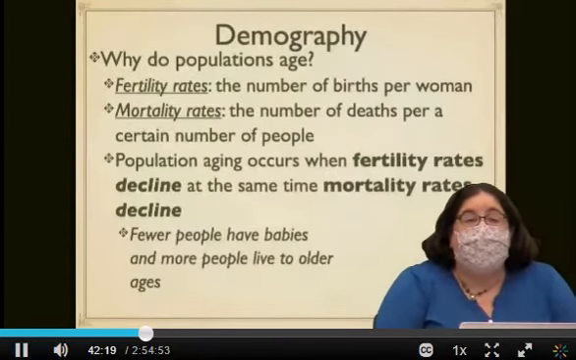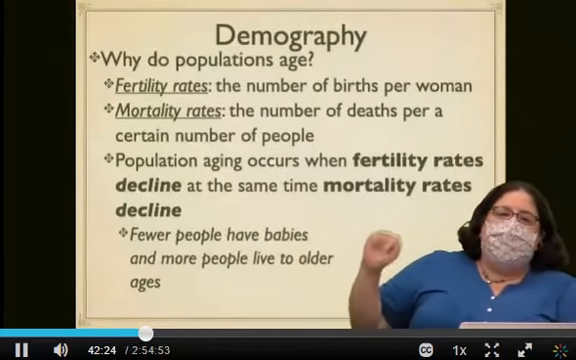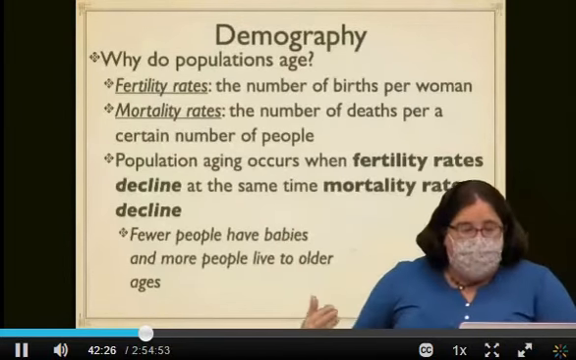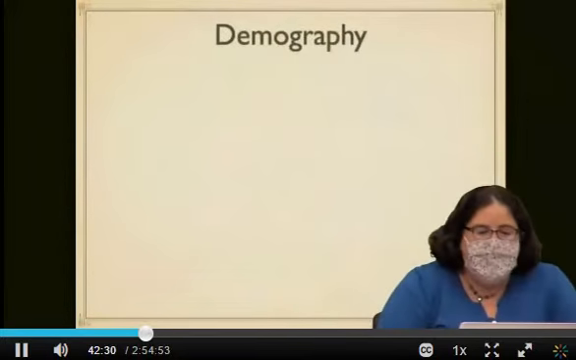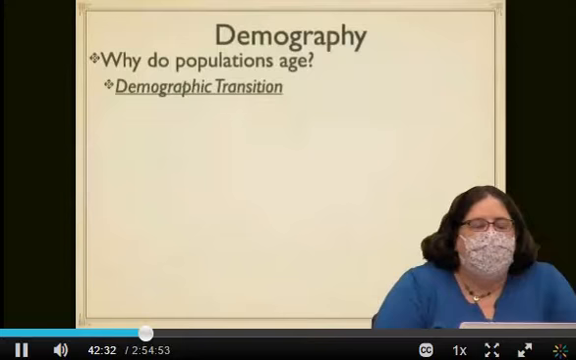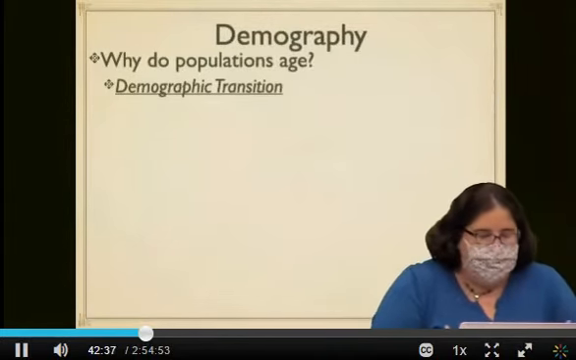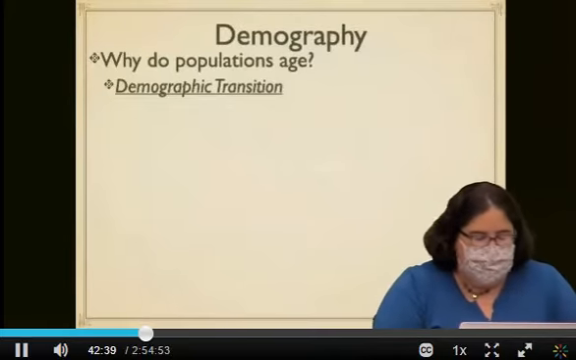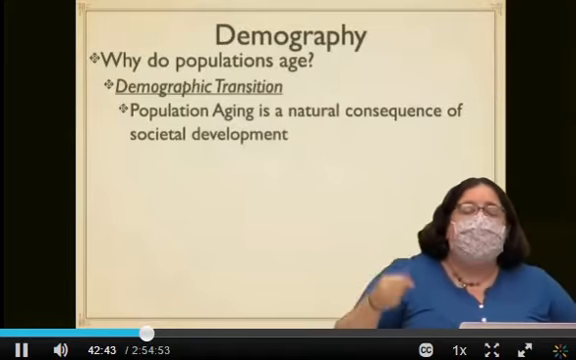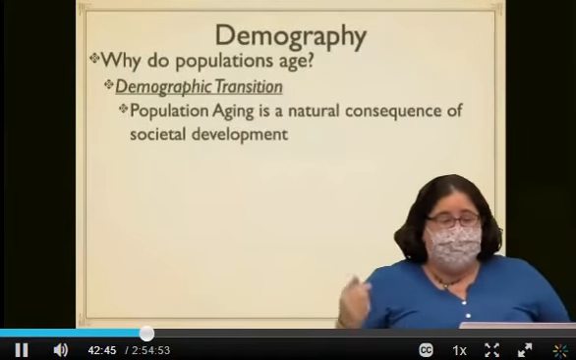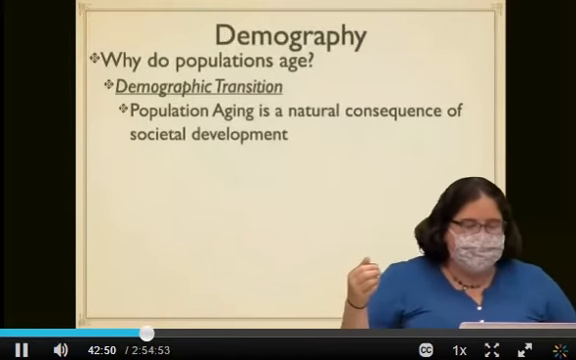So the big picture explanation for why people are having fewer babies and why people are living longer, therefore causing the population to age, is something called the demographic transition, which is a fancy term that describes population aging as a natural consequence of societal development.